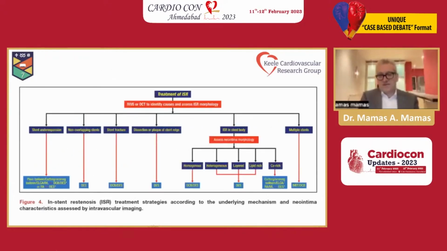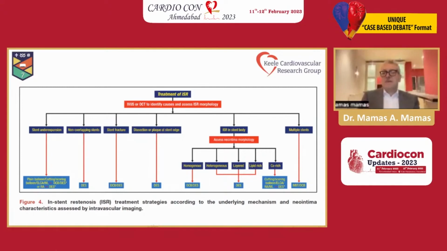And this is a consensus document about treatment of in-stent restenosis using IVUS or OCT. And you can see that the mechanism will determine whether you use a drug-eluting balloon or a stent. So if you have stent underexpansion because the operator has misassessed the size of the stent, then I think it would be reasonable to use a drug-eluting balloon with perhaps a cutting balloon. If you have non-overlapping stents as your cause, then clearly another stent would be appropriate. If you have a stent fracture, then I think it would be reasonable to look at the design of the stent, and if it's one of the older, less flexible stents, then using a more contemporary stent with fewer links that allows for conformability would reduce the risk of stent fracture.